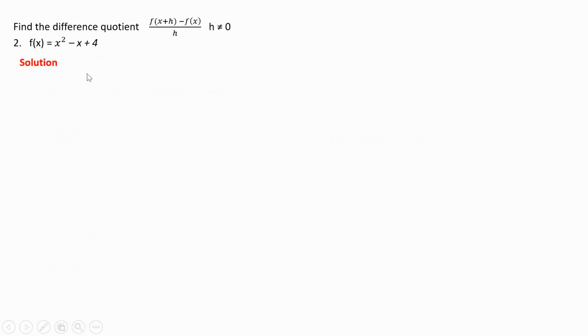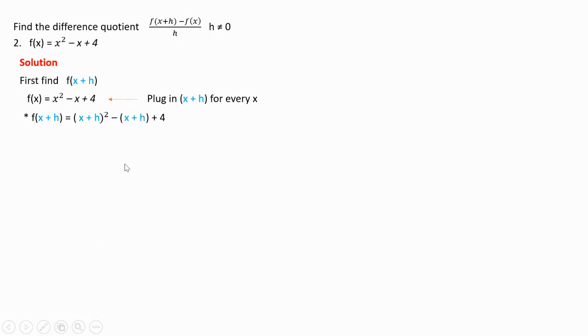Okay, so solution, I need to find f(x + h). That's my first thing, because we already know what f(x) is. f(x) is x squared minus x plus 4. So for the formula, I need to find f(x + h), which means I'm going to plug in x + h for every x on the original function. That's my original function. So I'm going to plug in x + h here for the x there, and here for the x, and we're going to simplify.